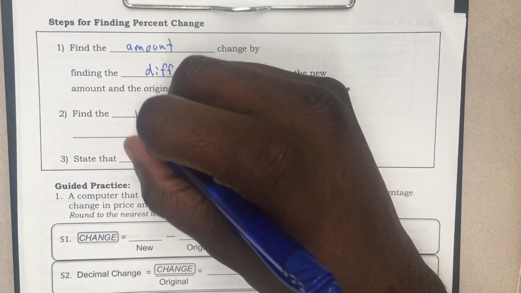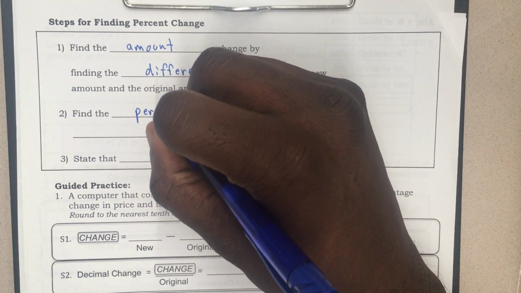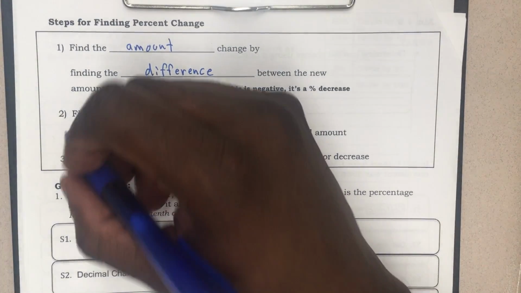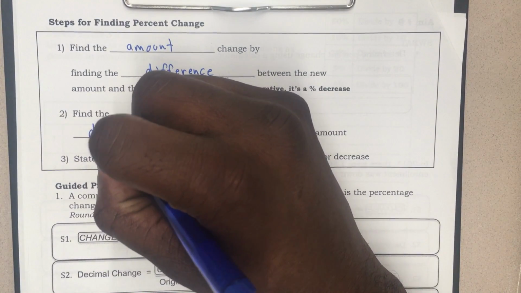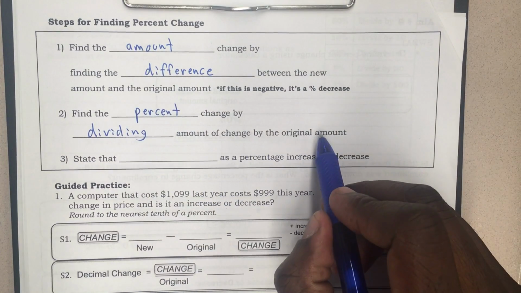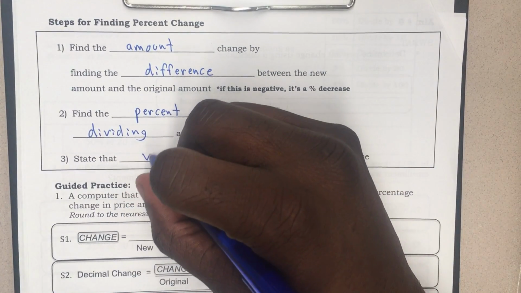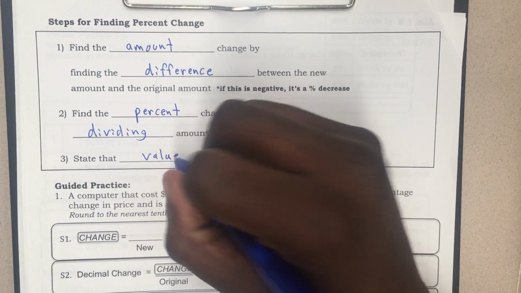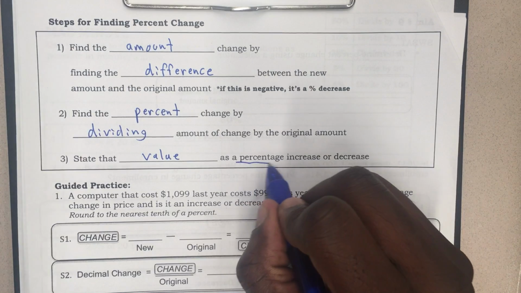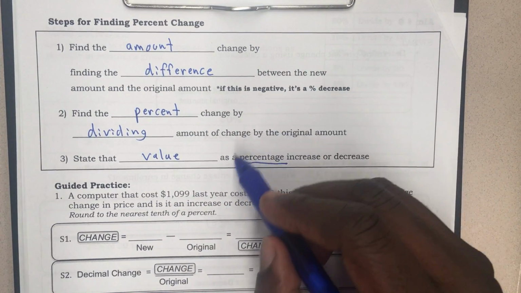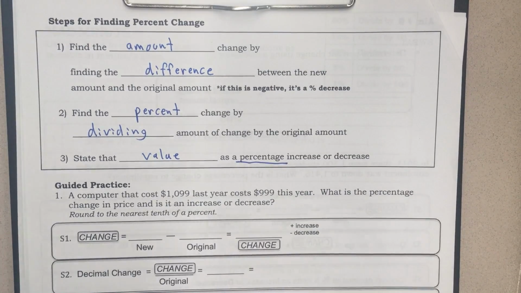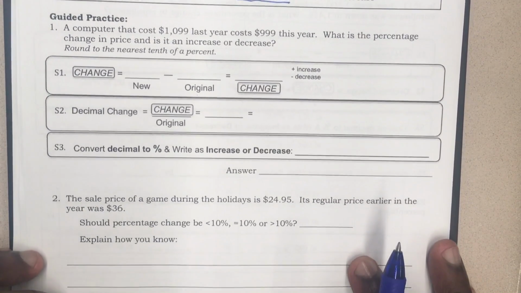Find the percent change by dividing the amount of change by the original amount, and then state the value, it's that last step, so important, as a percentage increase or decrease. Very important to know that percentage. When you do that division, you get a decimal, and you've got to convert to percentage by multiplying by that 100. Let's go over the first one of the I got it practice together.